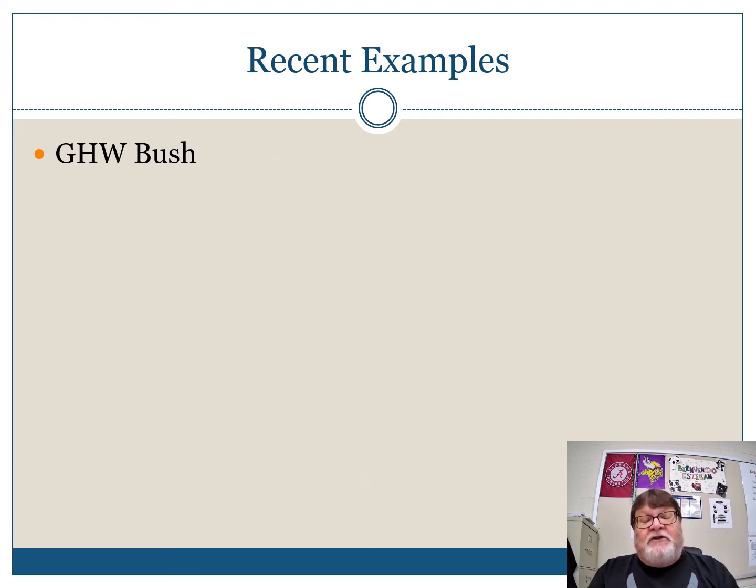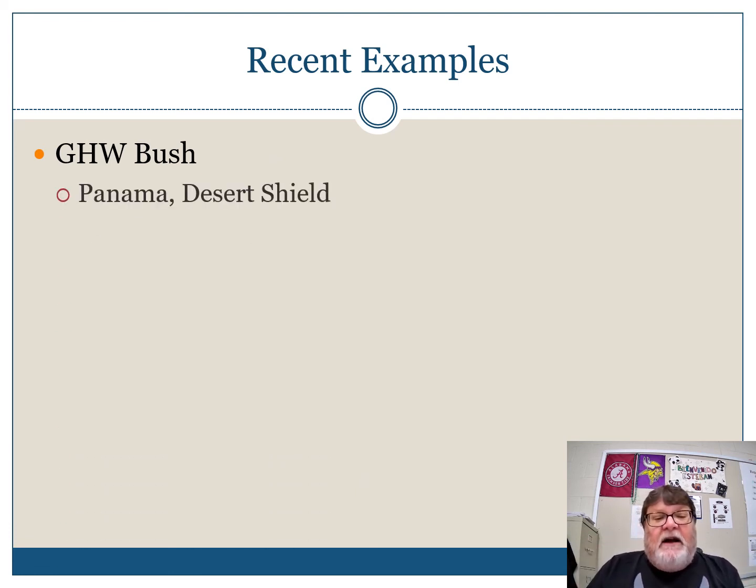So some recent examples, and George H.W. Bush will set this up really quick, and then we'll see some other examples. Panama. We went into Panama in 1989 and extracted the president of Panama and brought him back for trial as a drug trafficker. That was not, of course, authorized by Congress, but President Bush did it.